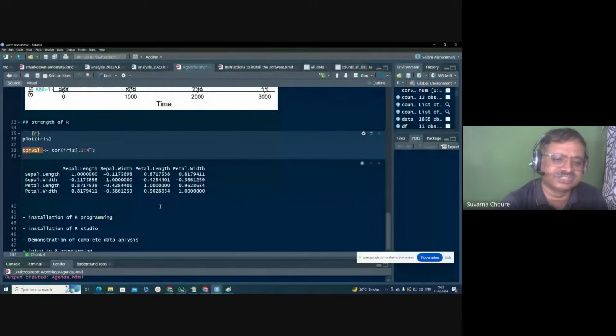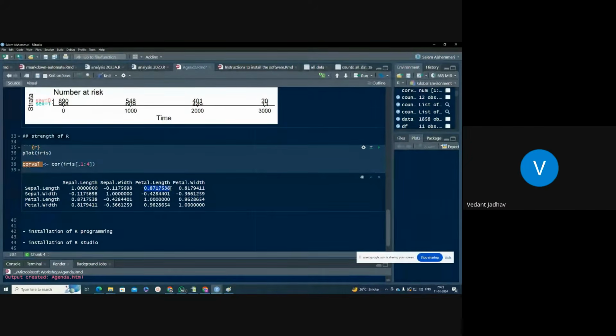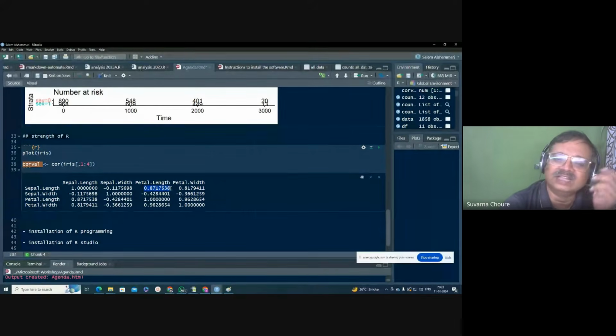Can you see the correlations on the screen now? If you see the correlation for sepal length and petal length, that correlation is 0.87, very high. Petal width and sepal length is 0.81, very high correlation. These two variables are changing with each other. And there is a 96%, or 0.96, correlation between petal length and petal width.